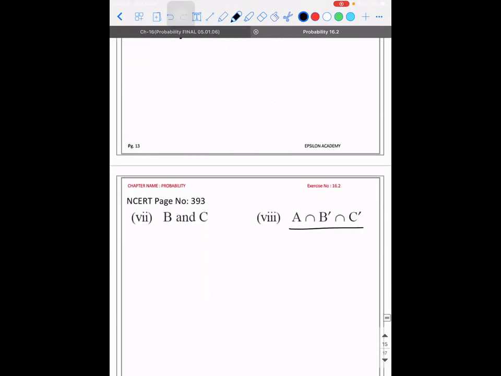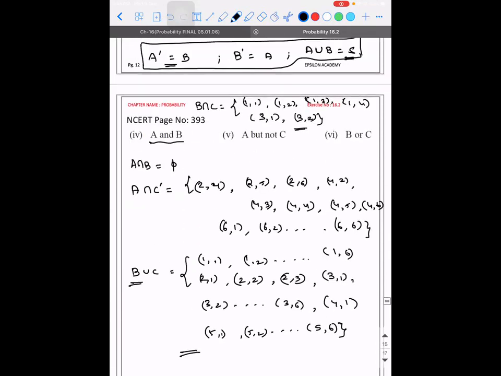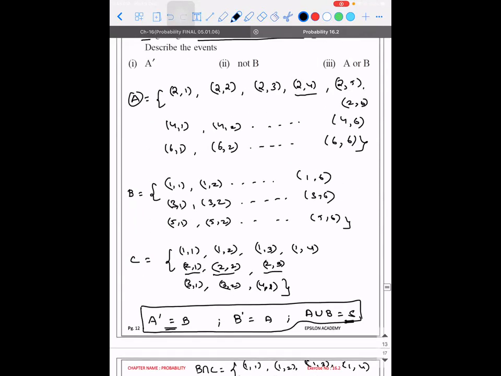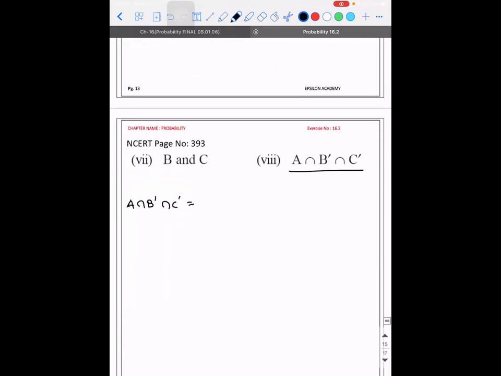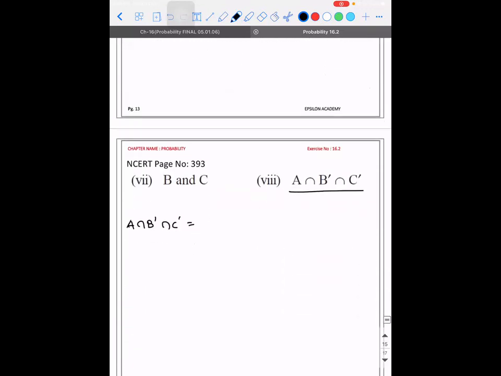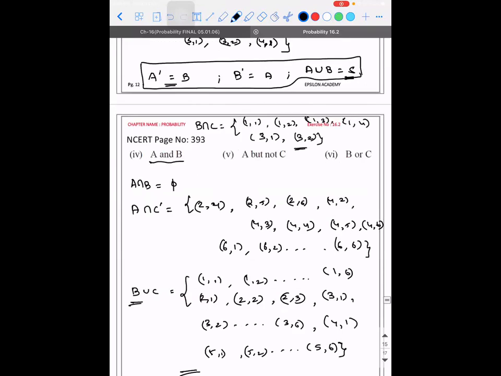What is A intersection B dash intersection C dash? See, B dash is nothing but A. So what is A intersection A? It is A only. So this is the same as A intersection C dash. Did you guys understand what I did?